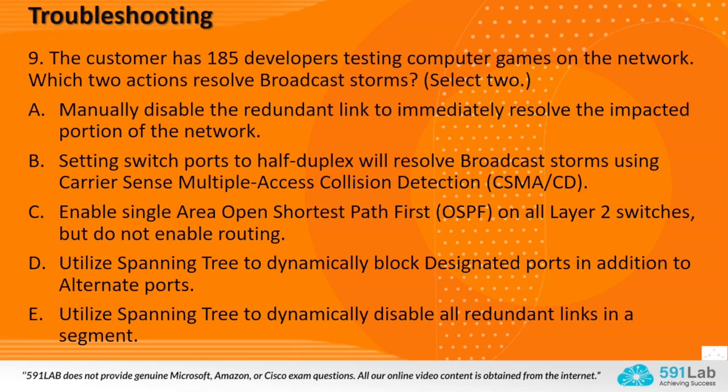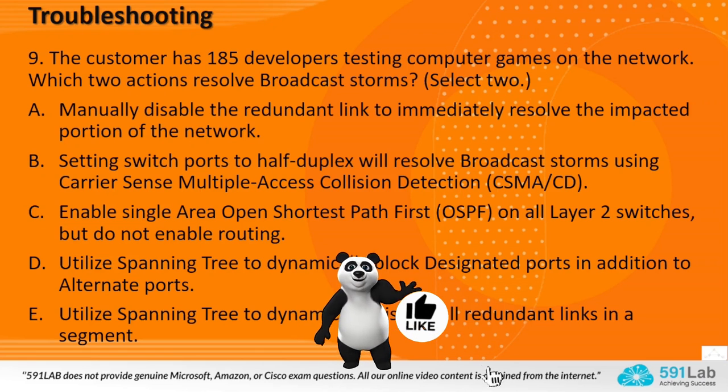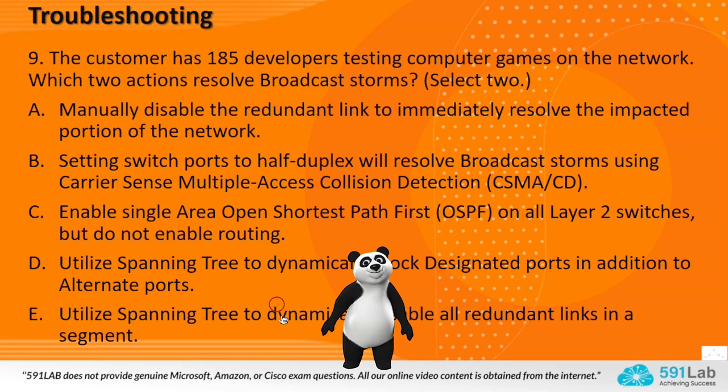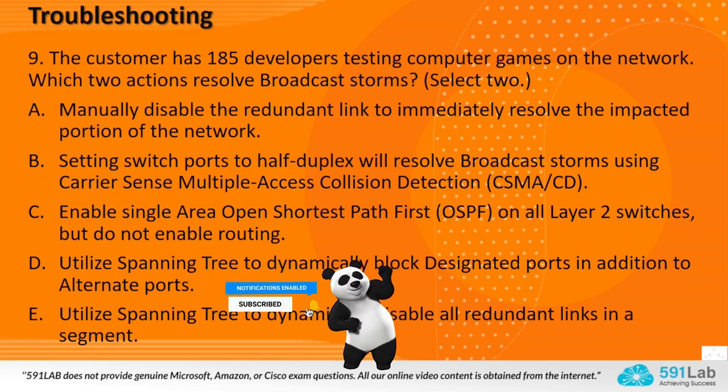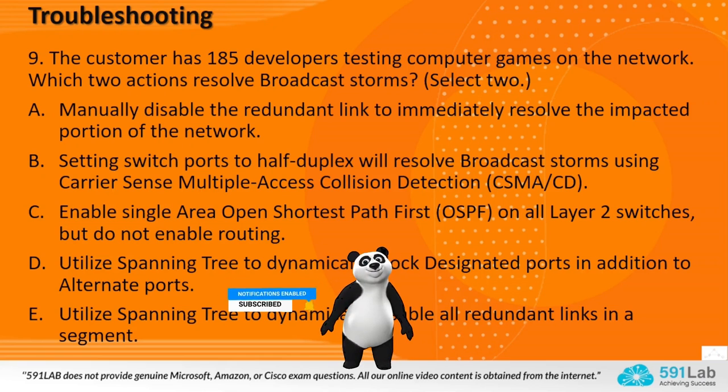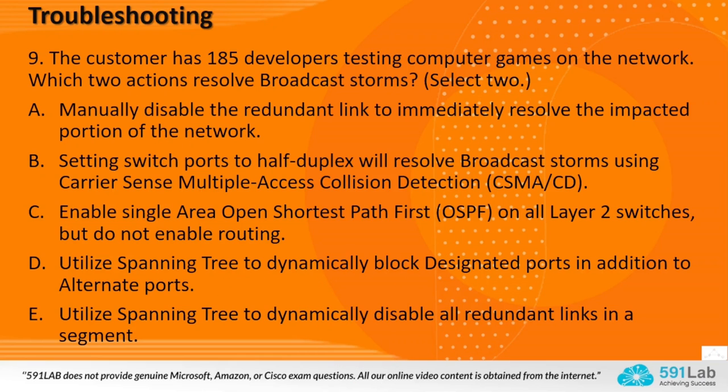Option C. Enable single area OSPF on all layer 2 switches but do not enable routing. That statement is contradicting, because how do you enable OSPF without enabling routing? So option C is wrong. Option D. Utilize spanning tree to dynamically block designated ports in addition to alternate ports. Actually, spanning tree will dynamically block the alternate ports, not the designated ports. So option D is wrong.